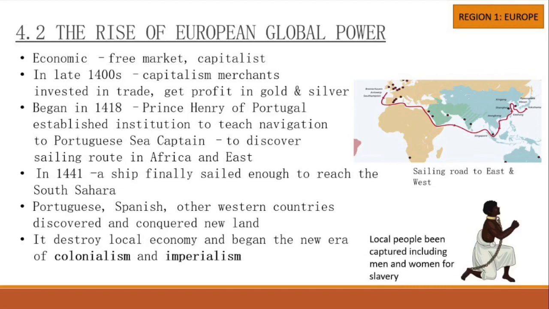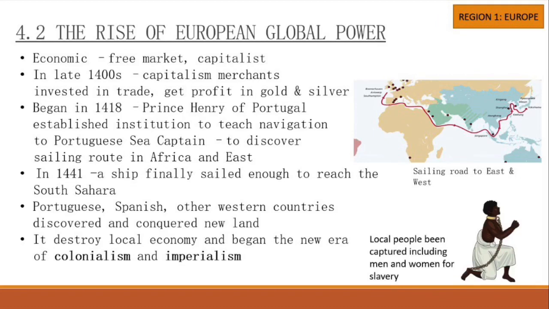And next, in the late 1400s, capitalist merchants invested in trade expeditions and brought their profit back to their country in the shape of gold and silver. And as we all know, gold and silver is like money in this era.